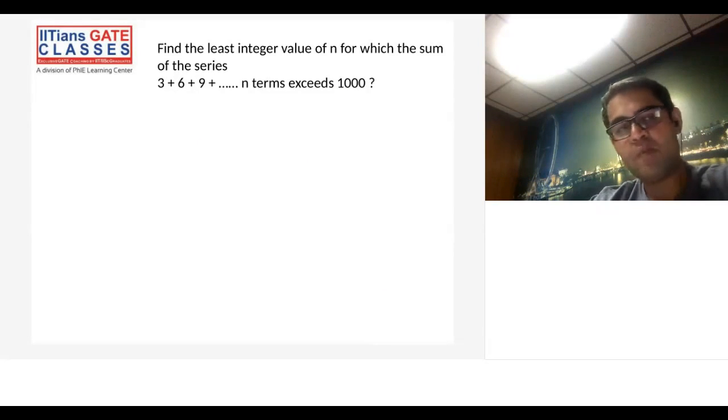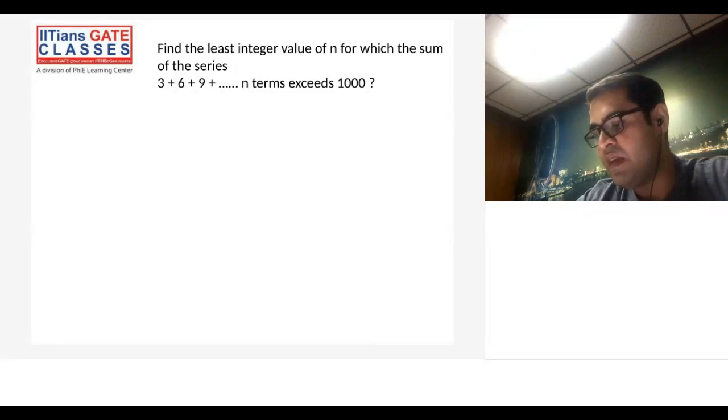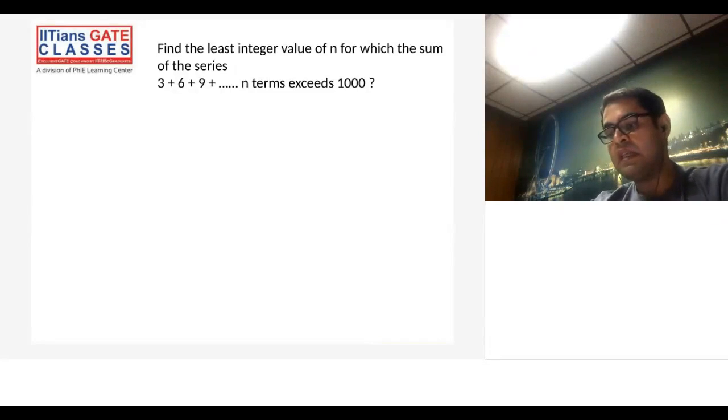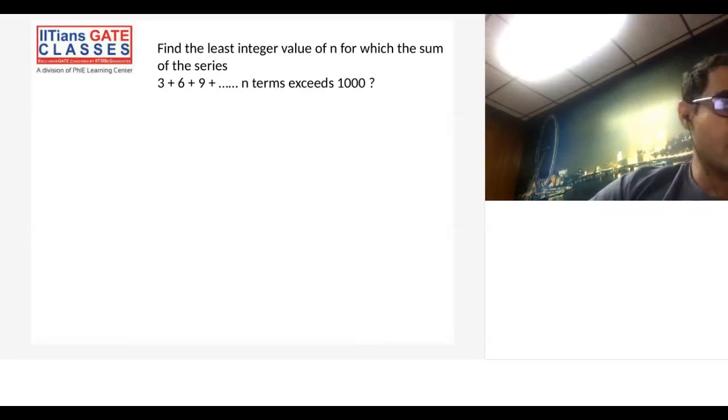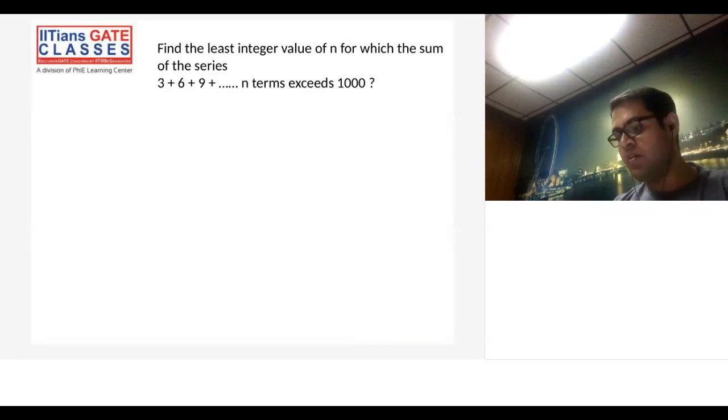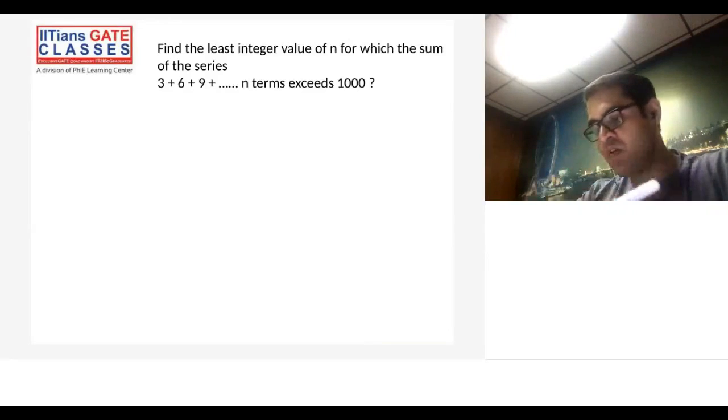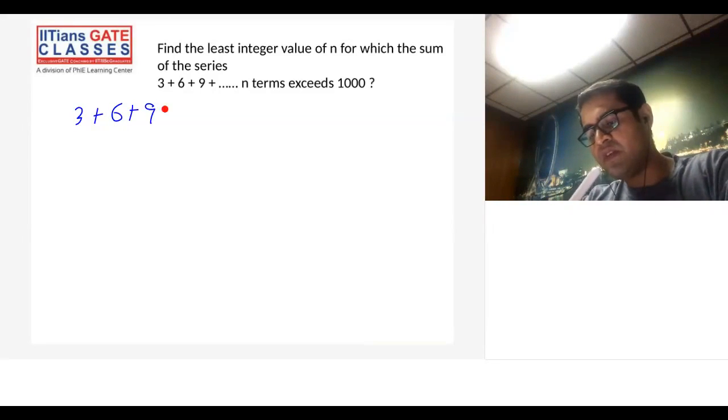Alright. So I hope everyone tried the problem. Now let's see. They're saying find the least integer value of n for which the sum of this particular series, 3 plus 6 plus 9 up till n terms, is equal to 1000. So what we can do over here is, let's first try to find what kind of series this is.